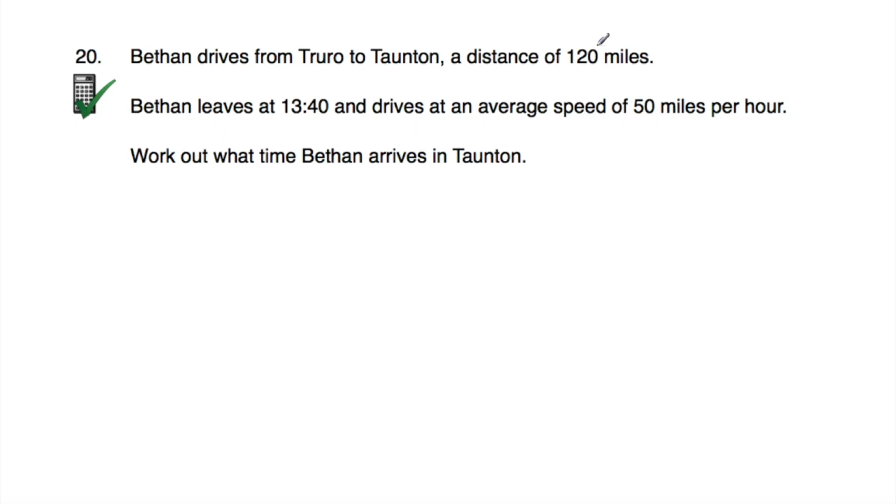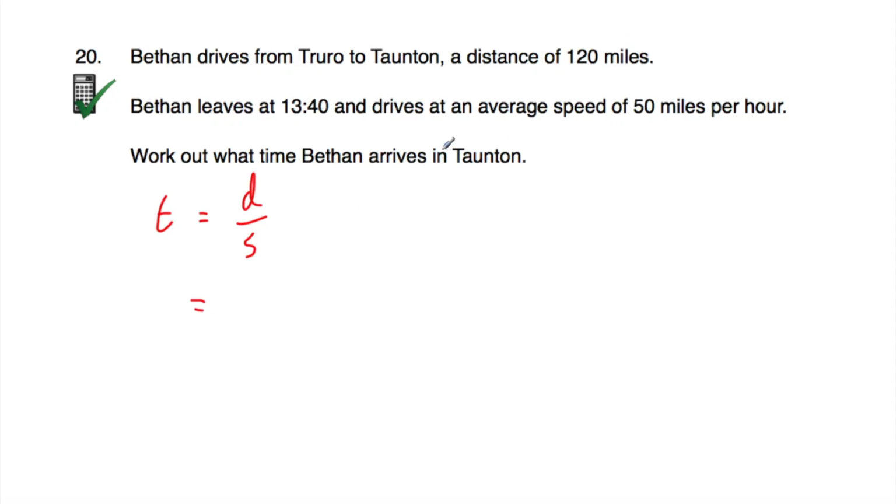Okay, so what we need to do first of all is work out how long the journey should take her. Because if we can work out how long the journey is going to take, we can then just add that on to 1:40 and find out what time she'll arrive in Taunton. The duration of the journey will be the distance divided by the speed. If we divide the distance by the speed, that'll tell us how long it'll take Bethan to get there.